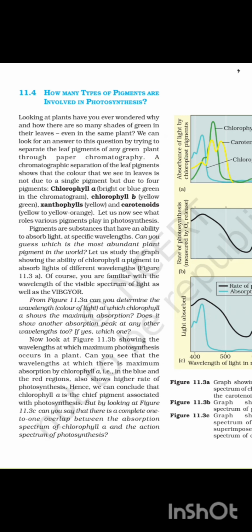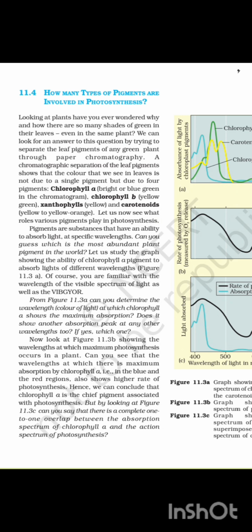A chromatographic separation of the leaf pigments shows that the color that we see in leaves is not due to a single pigment but due to four pigments: chlorophyll a, bright or blue green in the chromatogram; chlorophyll b, yellow green; xanthophylls, yellow; and carotenoids, yellow to yellow-orange. Let us now see what roles various pigments play in photosynthesis.